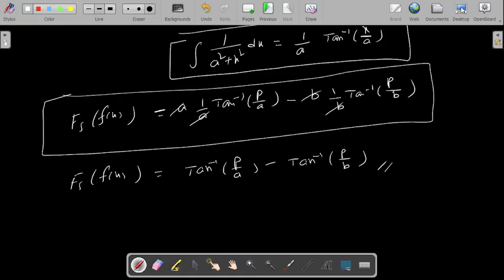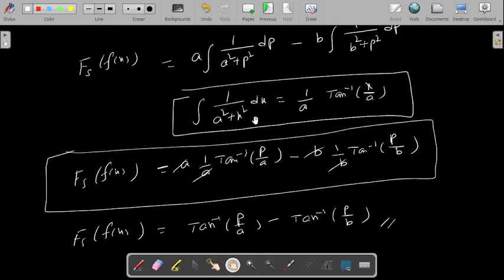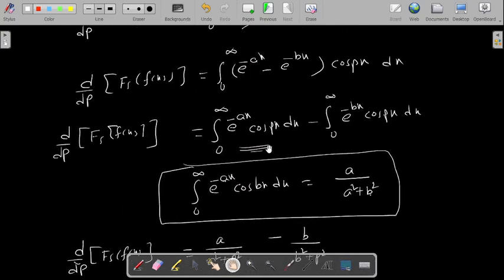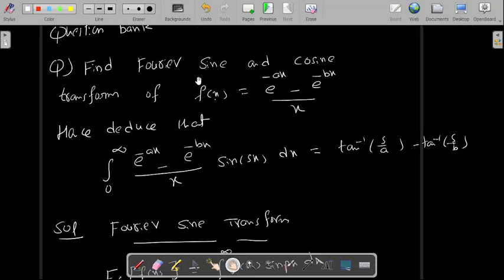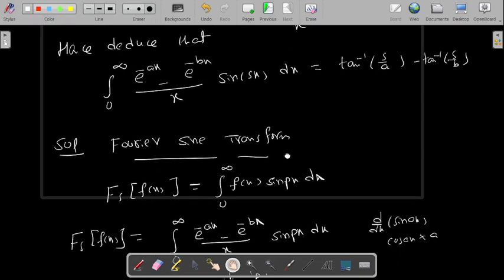Yes, sir. So now what you got? You got the Fourier sine transform. What else did the question ask? Fourier cosine transform. Find Fourier sine transform and cosine transform. So for cosine, we have to apply the cosine formula.